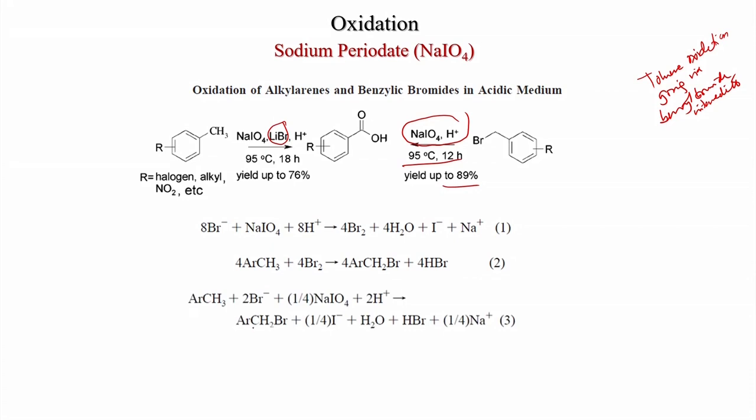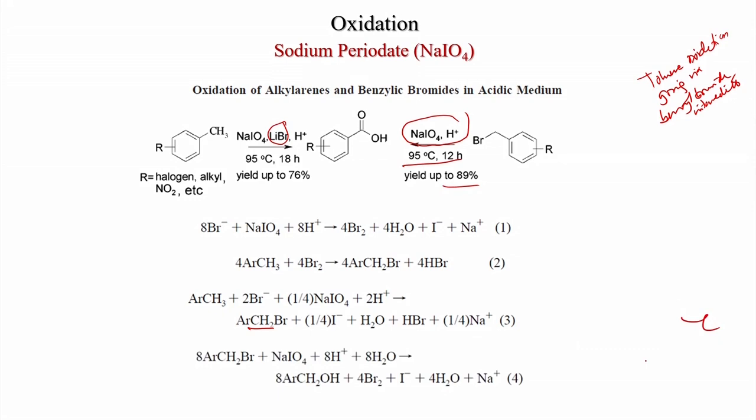So this is the overall reaction, ArCH3 plus 2 Br minus plus 1/4 NaIO4 plus 2 H plus, it is giving ArCH2Br plus 1/4 I minus plus H2O plus HBr plus 1/4 Na plus. Now this benzylic bromide can react with sodium periodate, so this is the intermediate.